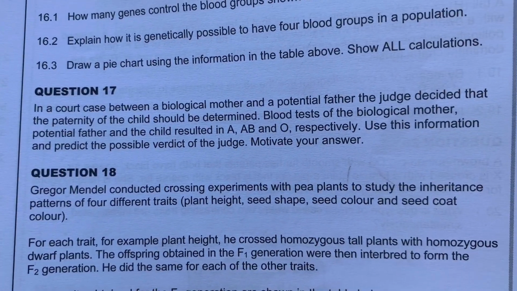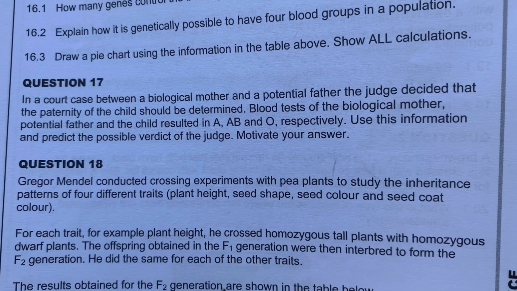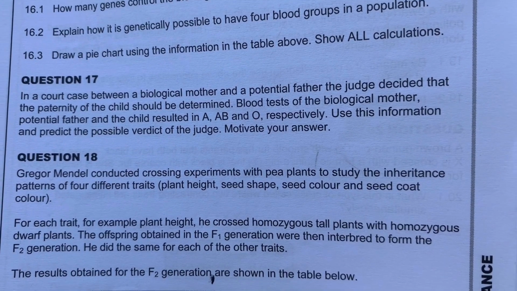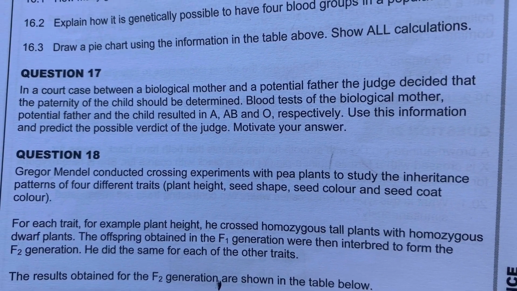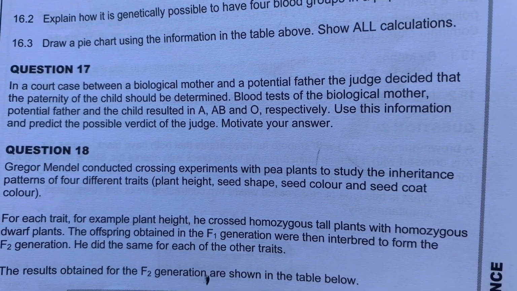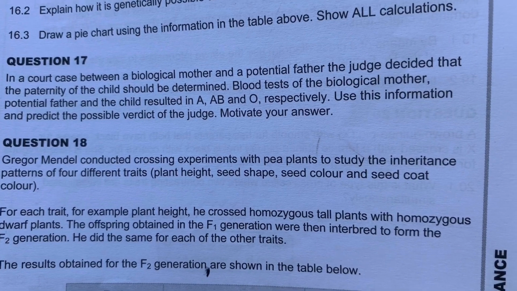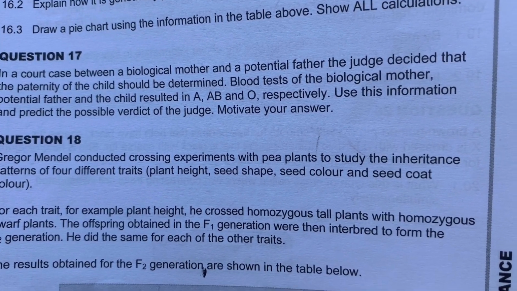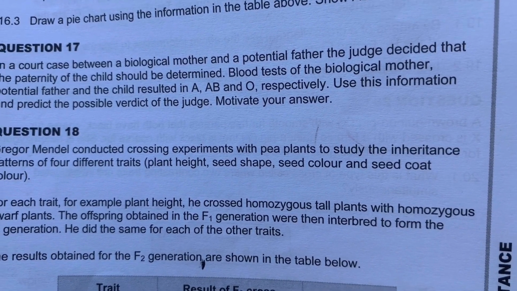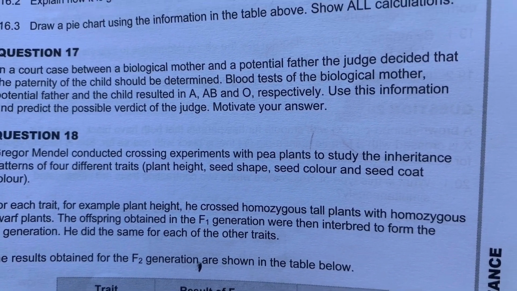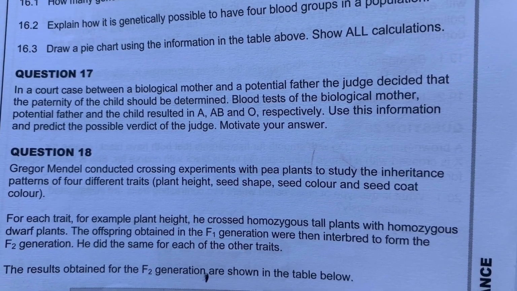Question 17 seems like fun. It says, in a court case between a biological mother and a potential father, the judge decided that the paternity of the child should be determined. Blood tests of the biological mother, potential father, and the child resulted in A, B, and O, respectively. Use this information and predict the possible verdict of the judge. Motivate your answer. Okay, let's get to it.